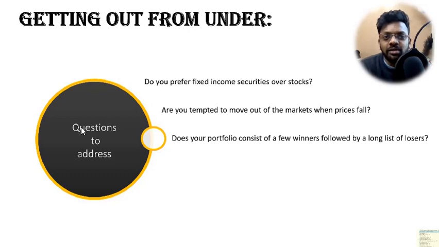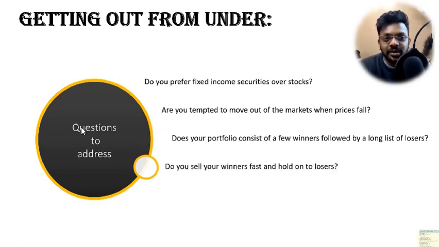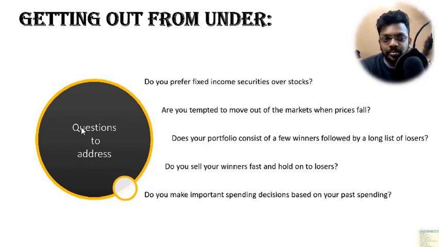Does your portfolio consist of a few winners followed by a long list of losers? Do you sell your winners fast but hold on to your losers? Do you make important spending decisions based on your past spending, the way you spent it earlier? If your answers to all or most of the questions are yes, then you are a victim of loss aversion and the sunk cost fallacy. And the upcoming suggestions in this chapter would enable you to make wiser investment decisions in the future.